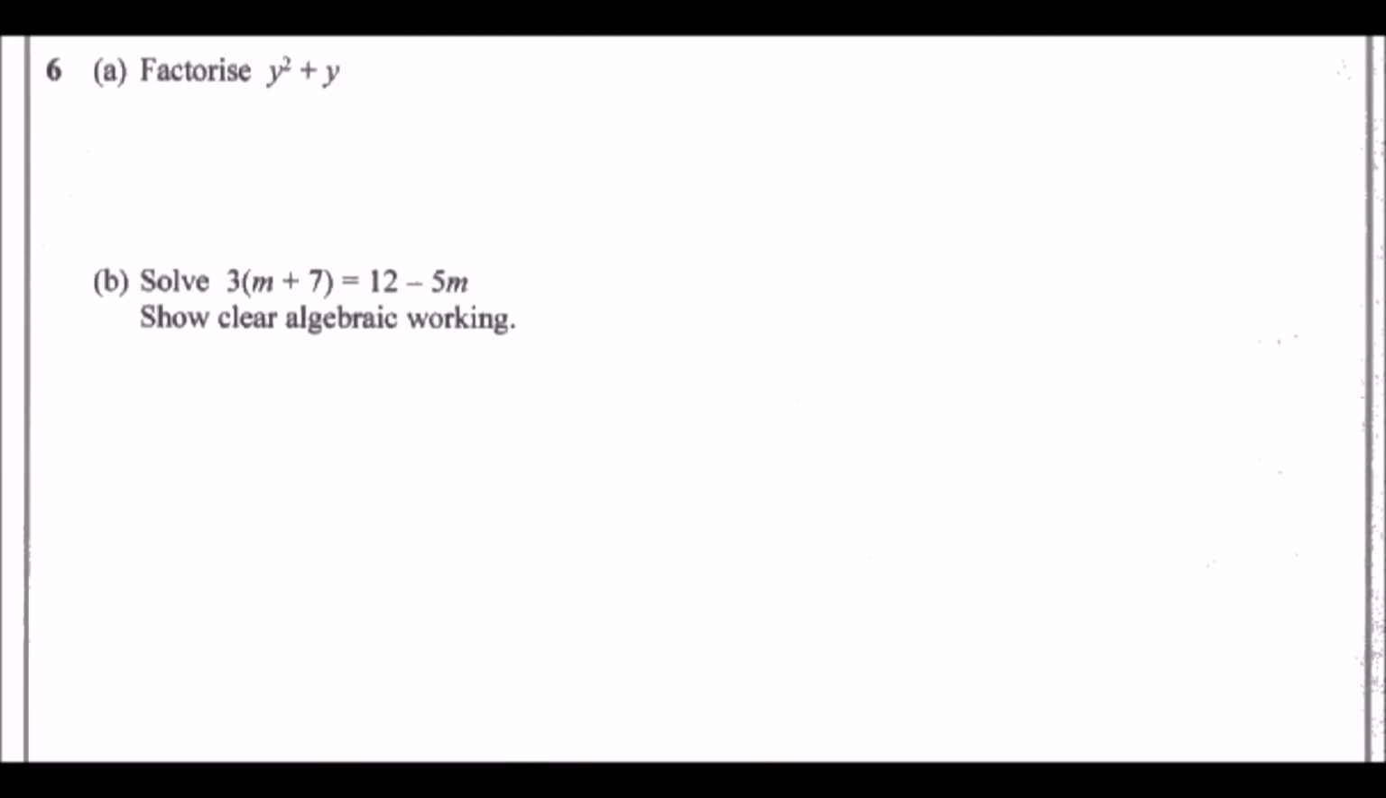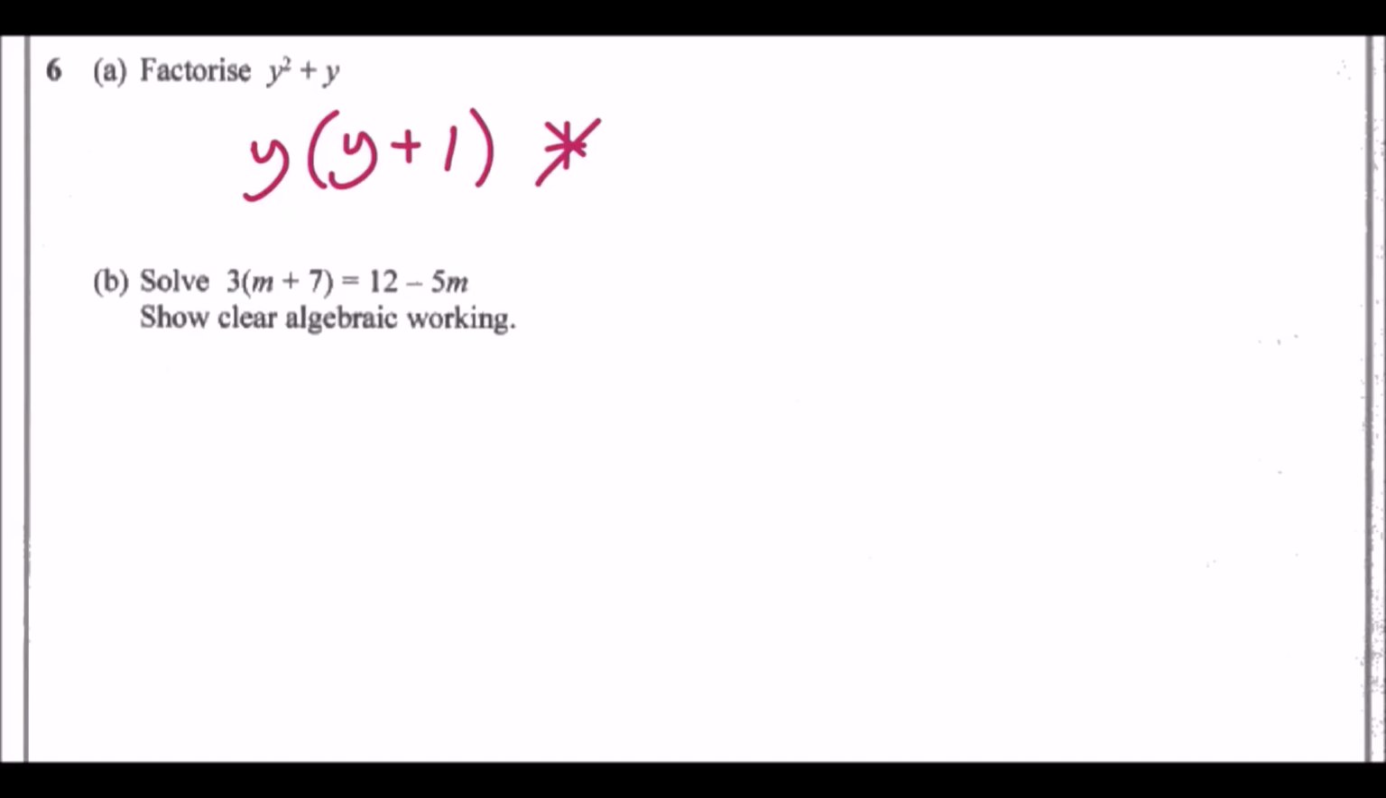Number 6. Okay, factorize y squared plus y. Now this literally means we have to see what both of them have in common. Well, clearly they both have a y, so we can divide y from them. If you divide y from them, y squared, taking a y out, you're left with a single y. If you divide y by itself, it becomes 1, because y times 1 is y. And that's it, this is done.